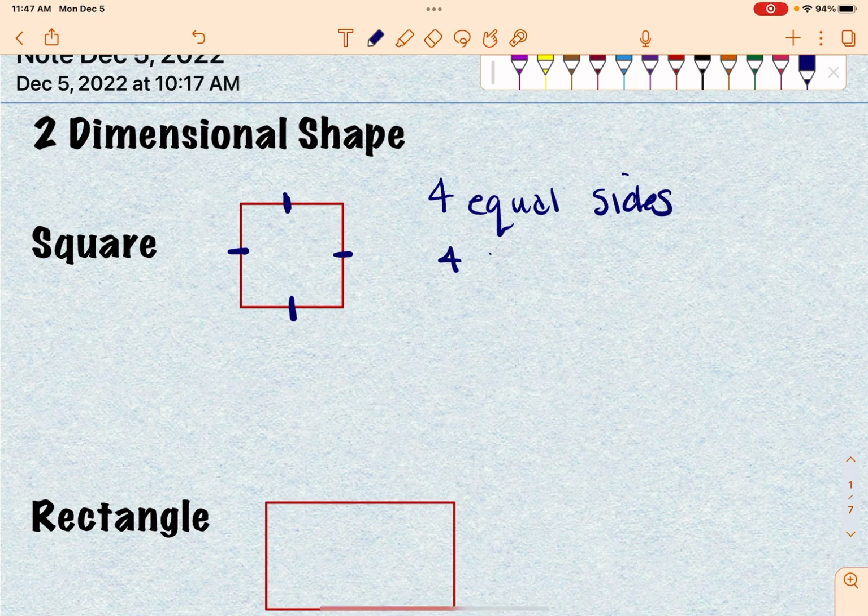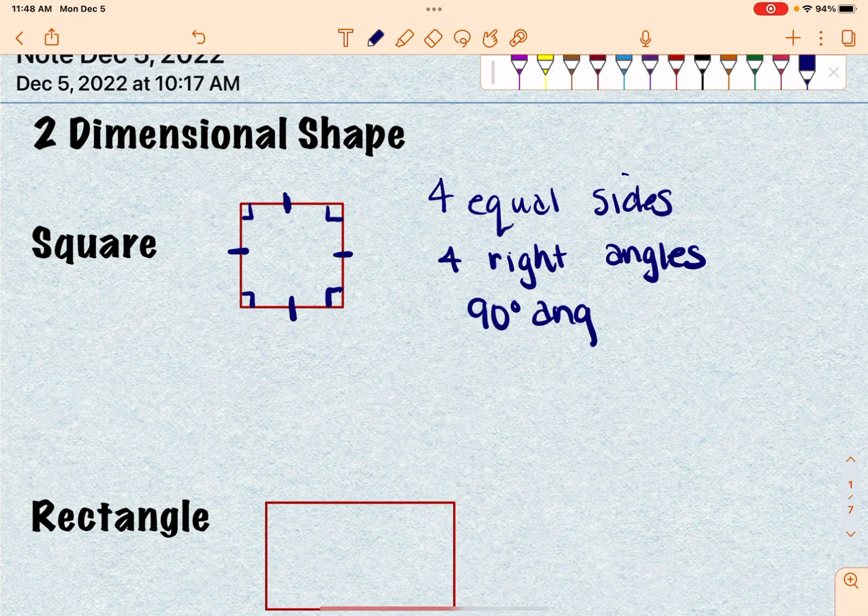Also, they have 4 right angles. So when we're talking about right angles, usually they'll do a little square in the corner to show that right angle. Right angles are also talked about as being 90-degree angles. So that kind of gives you an idea of how that one is set up.